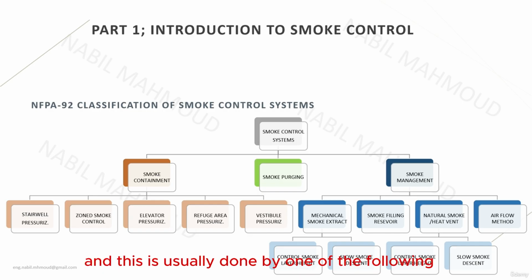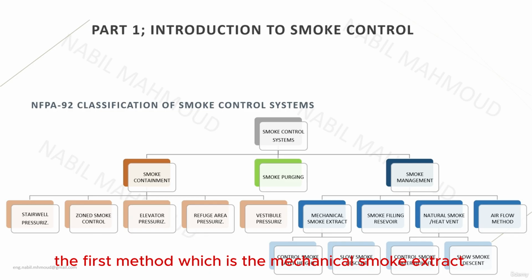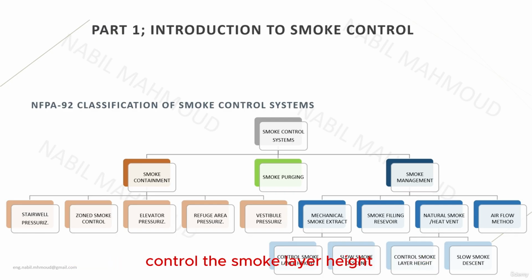And this is usually done by one of the following 4 methods. The first method is the mechanical smoke extract. Mechanical smoke extract is done in order to either control the smoke layer height or to slow down the smoke descent. This means that you employ smoke extract fans at the highest levels, and these fans suck the smoke from the zone having the fire in order to control the smoke layer height and prevent it from descending lower, or in order to slow down the rate of descent until the occupants have enough time to escape.